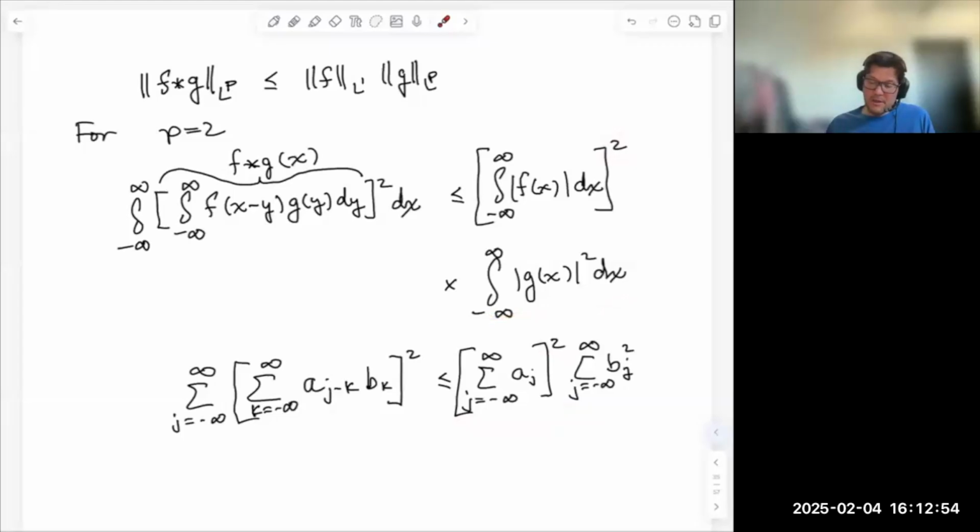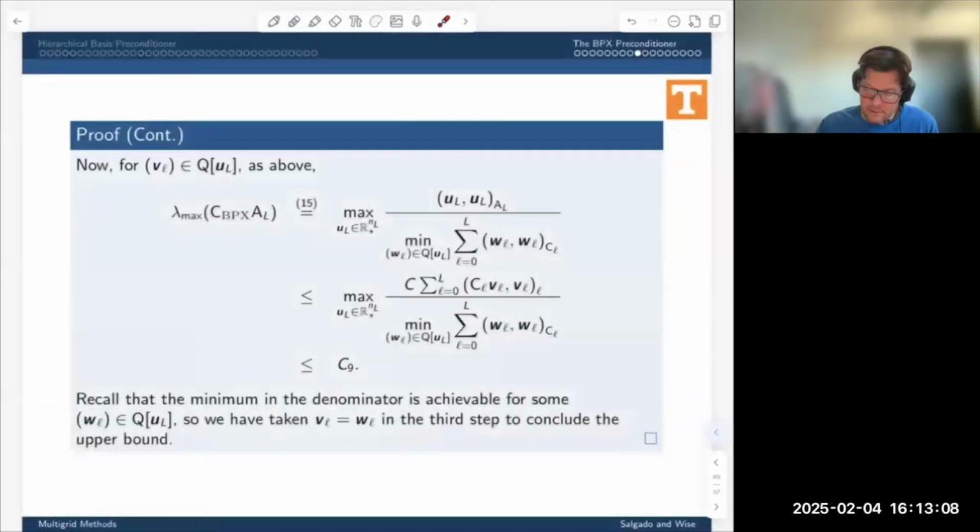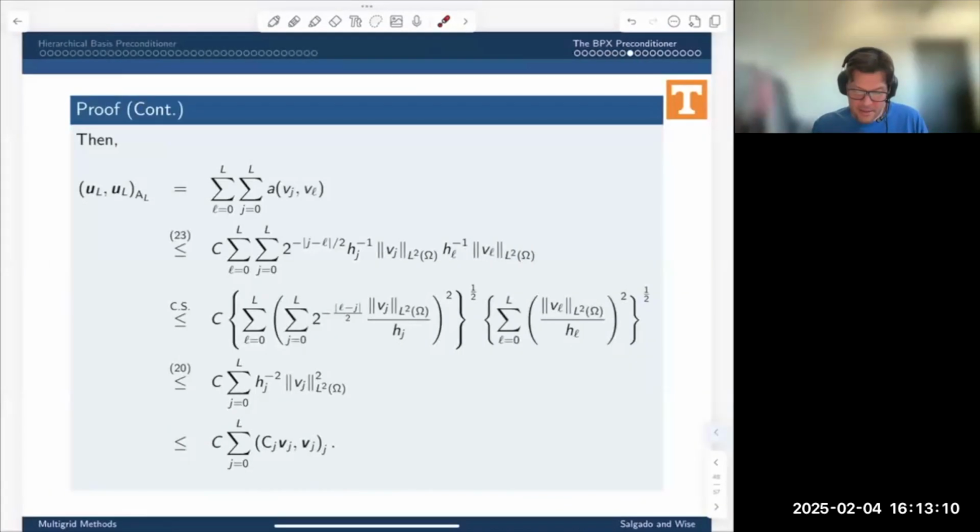Now, if you use this corrected inequality, it's correct now, in the proofs that we did later on for the BPX preconditioner, let me jump ahead a little bit. I believe we used it going from here to here. Then it falls out perfectly because we're going to have a geometric series for the A series, and the B series is just going to be this guy here.